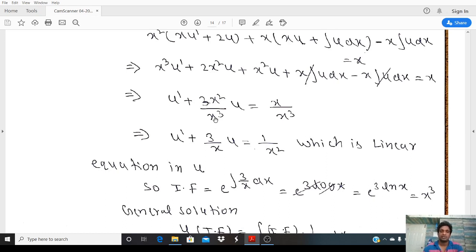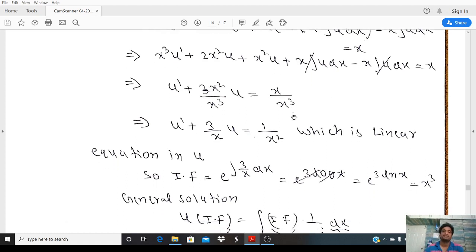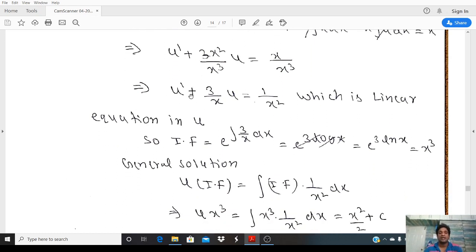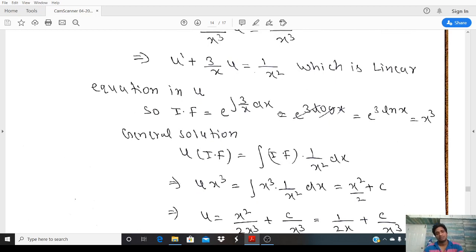Writing in terms of u dash, I am dividing with x cube: u dash plus 3x square by x cube times u, plus the right-hand term x by x cube. So u dash plus the leftover term 3 by x into u is equal to 1 by x square. Carefully observe this. This is a linear differential equation in terms of u. Generally, you might have done linear differential equations in terms of y. Here, just the dependent variable is different. That's it. The same procedure we have to follow.